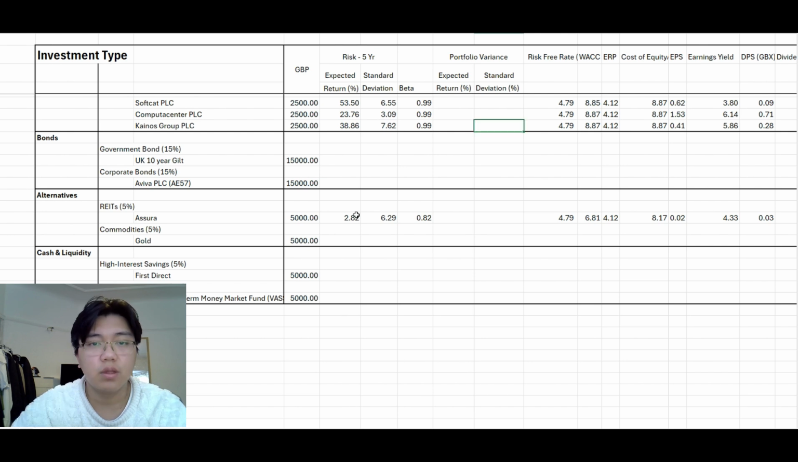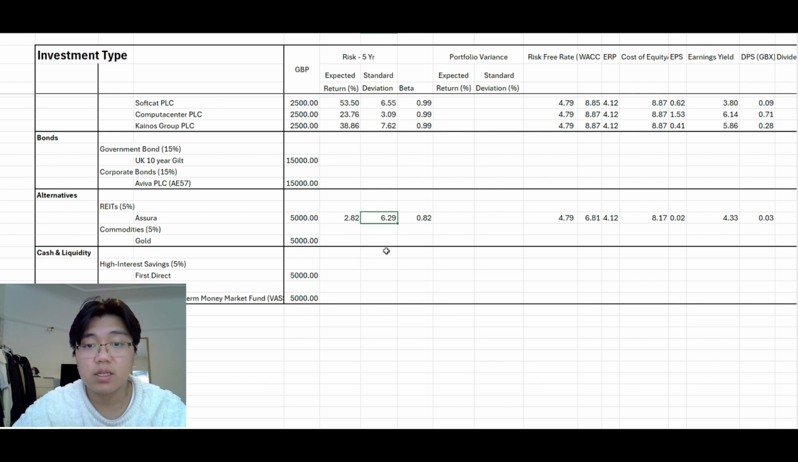So let us talk about stable returns. Assura shows an expected return of 2.82% with a relatively low standard deviation of 6.29%, which indicates lower volatility, making it a solid choice for stable income generating investments.